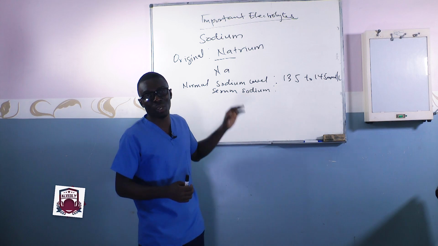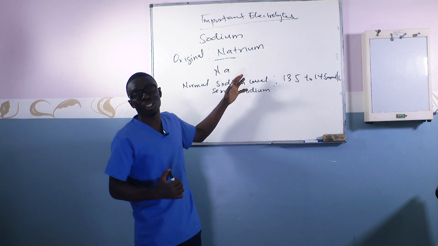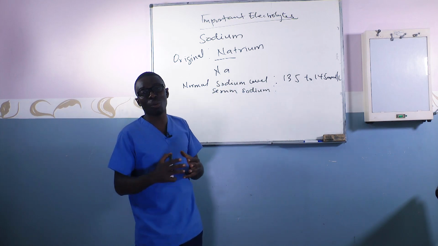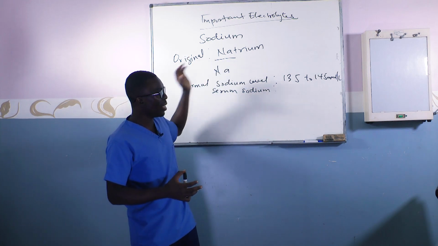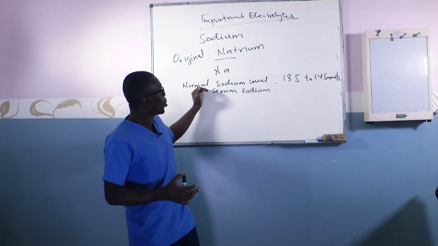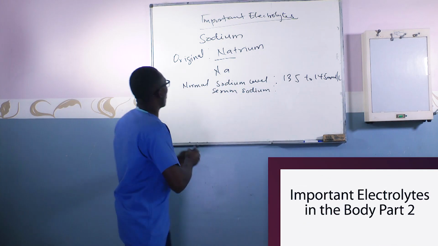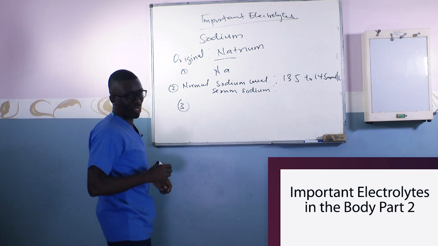So I'll list the functions of sodium in the body for you. Then when you go through and you have any questions, you can kindly ask. Our main thing, which is so important for us, is to know that sodium has the symbol Na. The normal sodium level is 135 to 145. So this is our first point.